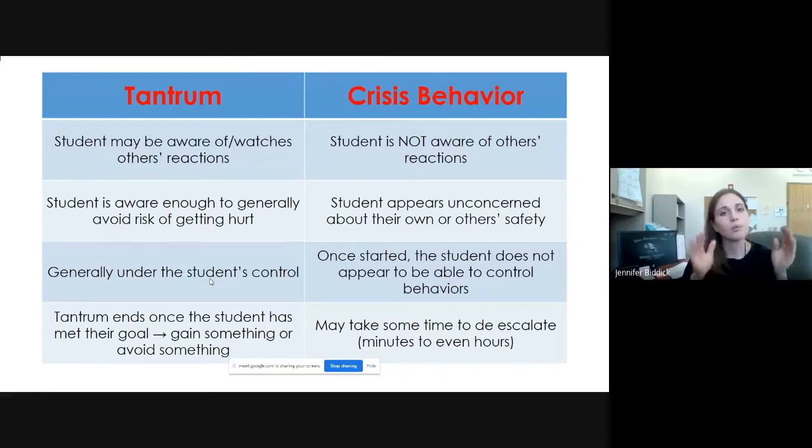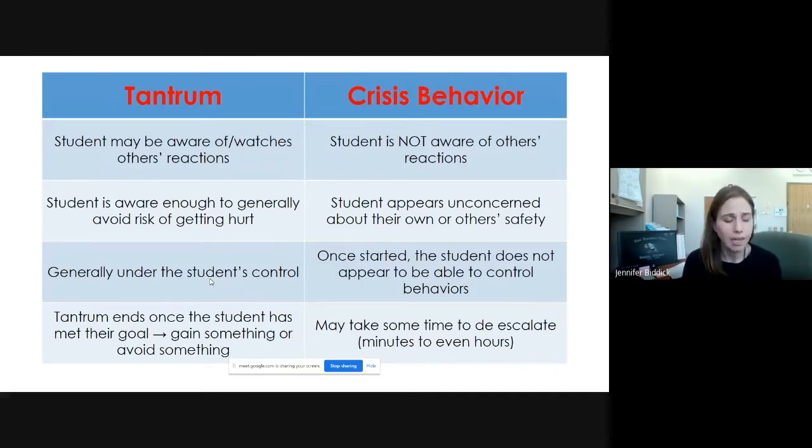But there are some differences in the intensity of the emotion that the learner is experiencing, as well as the duration of the behavior, as well as some of these nuances, which we're going to discuss now. So the first is that typically in a tantrum behavior, the learner may be aware of or watch other people's reactions. So you might see them looking at you often. It might seem like possibly it's the function of the behavior. Whereas in a crisis level behavior, the student has gotten to a point that they are no longer aware of others' reactions.